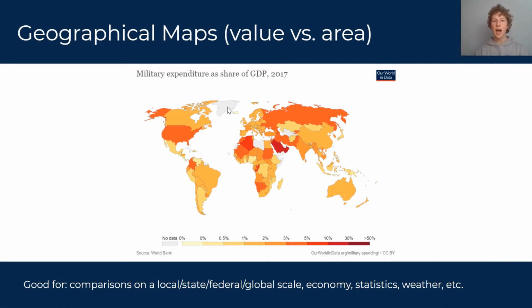Because you can see there's only a couple of countries here that are gray where they either didn't have the data or didn't provide it or something. But you want something where you're going to have a lot of countries that you can fill in and that you can color in.